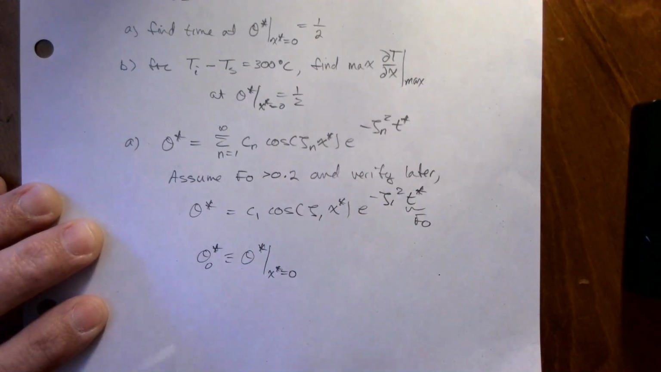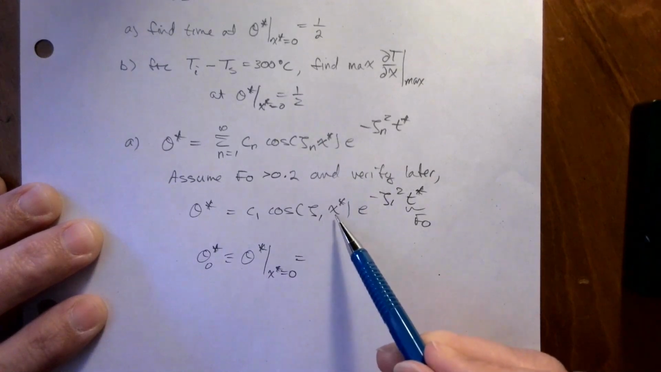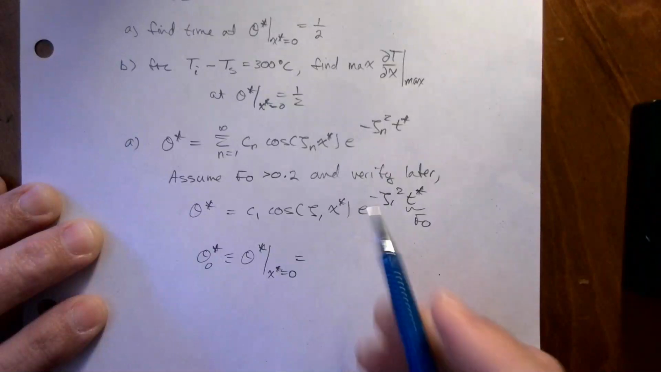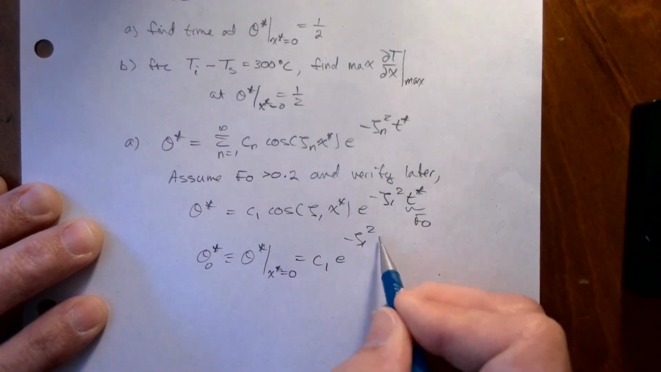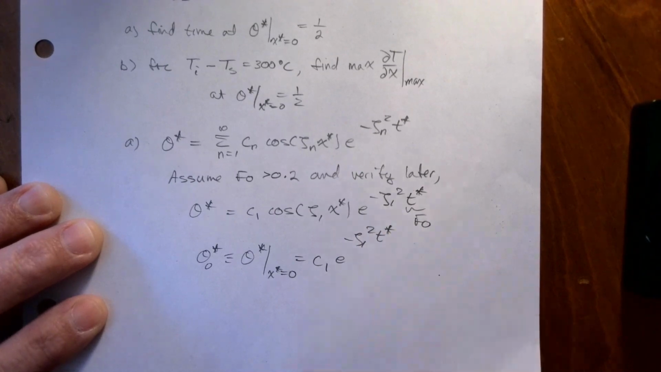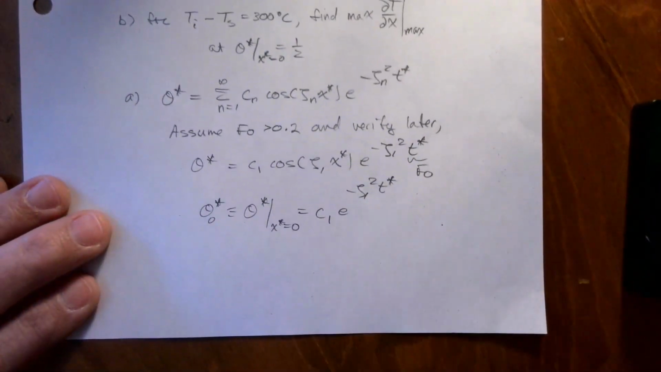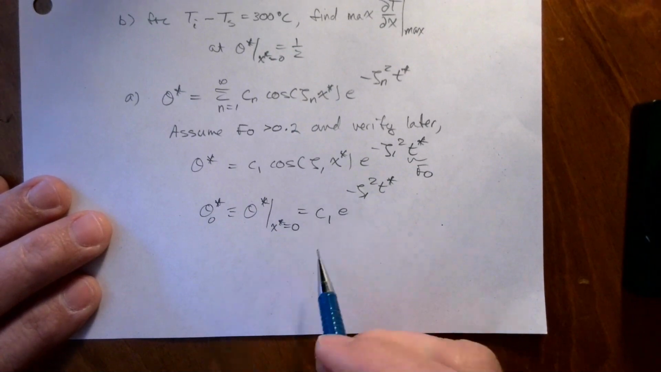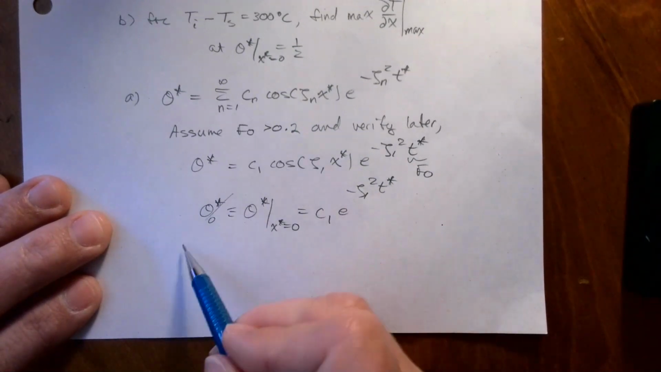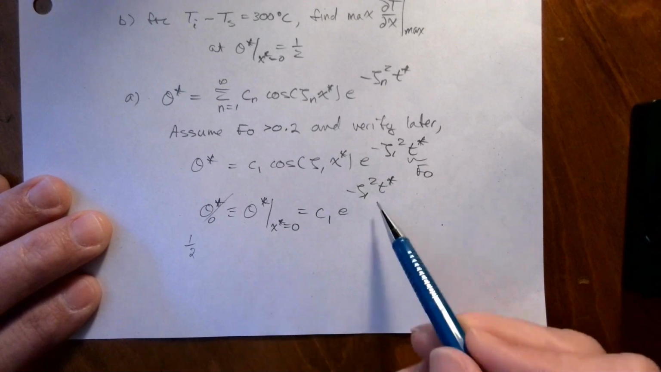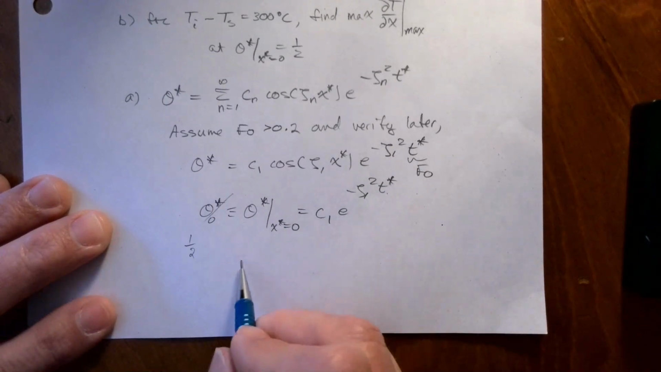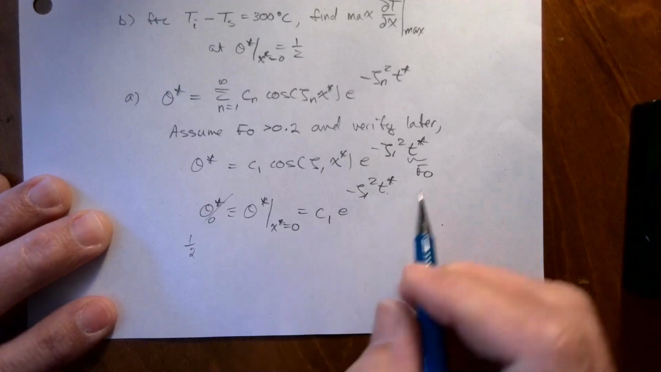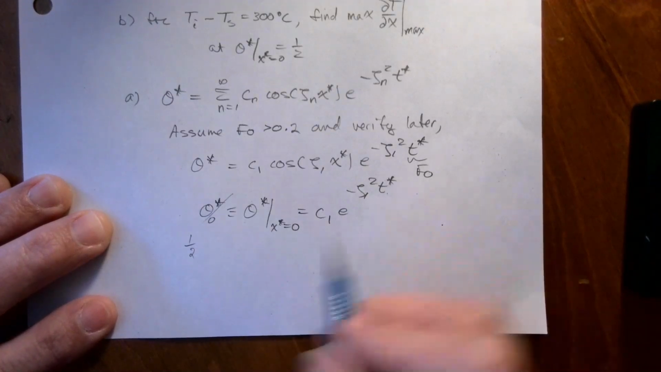That's the midplane temperature. So if I plug in x star equal to 0 above, cosine of 0 is 1. So this is just equal to C1 e to the minus zeta 1 squared times the Fourier number. I'm still going to call it t star. So what we're going to do now is call that 1/2 and then solve for t. Actually, let's call it t star.